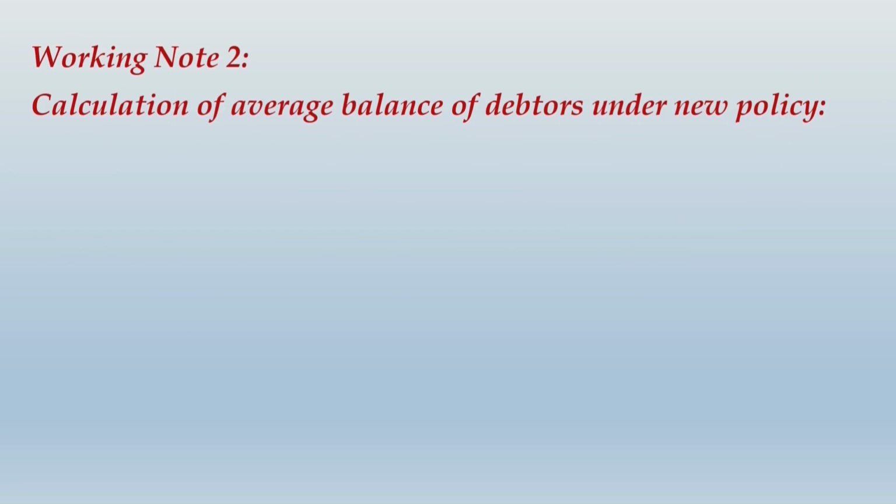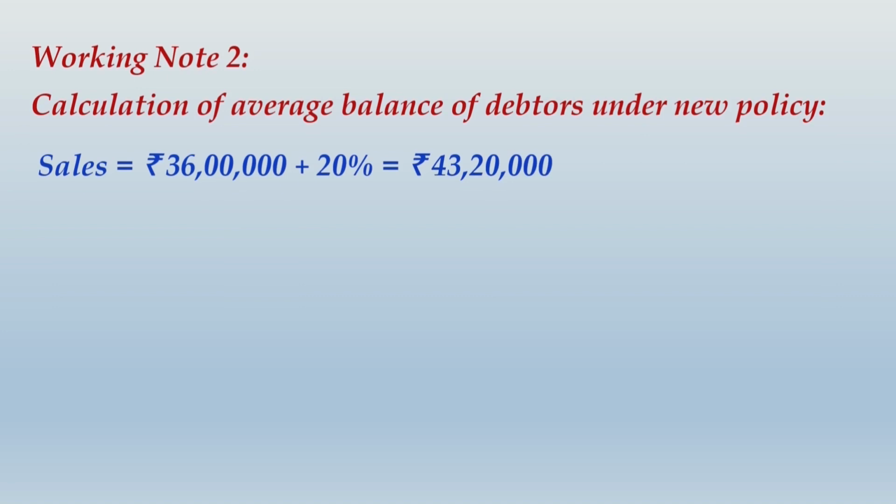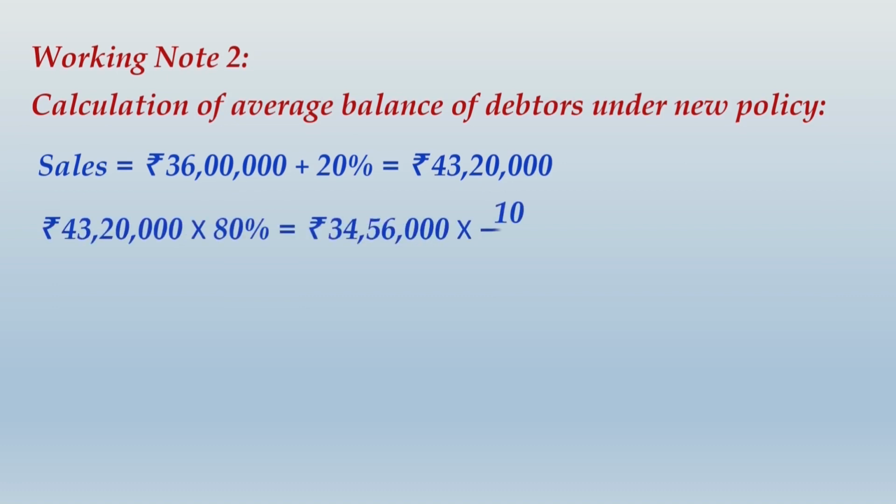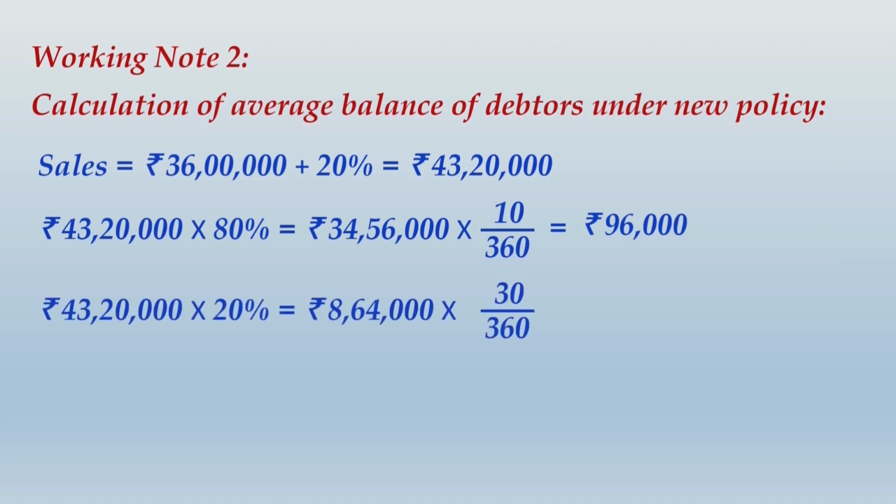Let us move ahead and have a similar working note, that will be calculation of average balance of debtors under new policy. So under new policy, first of all, the sales will be 43,20,000, and now you split that 43,20,000 into 80% and 20%. First of all, 80% of your customers will pay within 10 days, for which the average balance of debtors is 96,000, and 20% of your customers will take 30 days of time to pay you, and that will be 72,000 as your average debtors balance on that category. In total, your revised balance of debtors will come to 1,68,000.